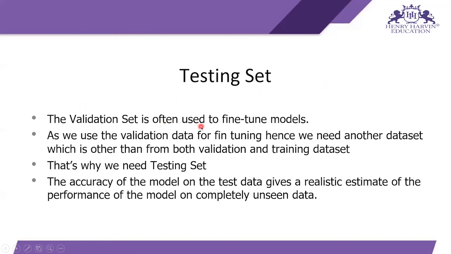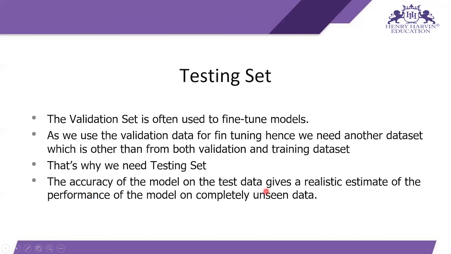The validation set is often used to fine tune models. That means when we select some models, we do some fine tuning on them, and as we use the validation set for fine tuning, we need another data set which is different from both the validation and training data sets. So this testing data set doesn't contain any duplicates from the validation and training data sets. Keep in mind, when you are splitting your data, don't keep any duplicates in the validation or training data set which exactly match the testing data set. That's why we need the testing set.